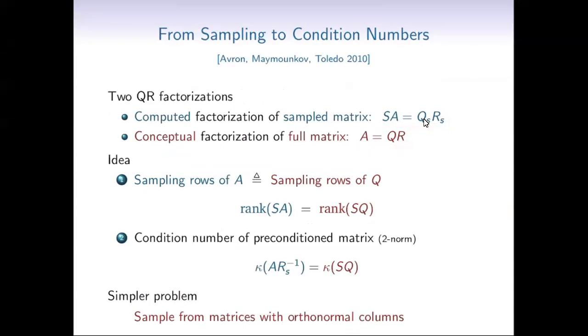Then as we have observed before, sampling rows from A is the same as sampling rows from Q, because S attacks A and attacks Q. This matrix R is non-singular. It doesn't disturb the rank. Therefore, the rank of the sampled A matrix is the same as the rank of the sampled Q matrix. And it's not hard to show that the condition number of the preconditioned matrix is the condition number of the sampled matrix with orthonormal columns. So that means if we want to analyze things, it suffices to look at orthonormal matrices and sample rows from them, a conceptually much simpler problem.